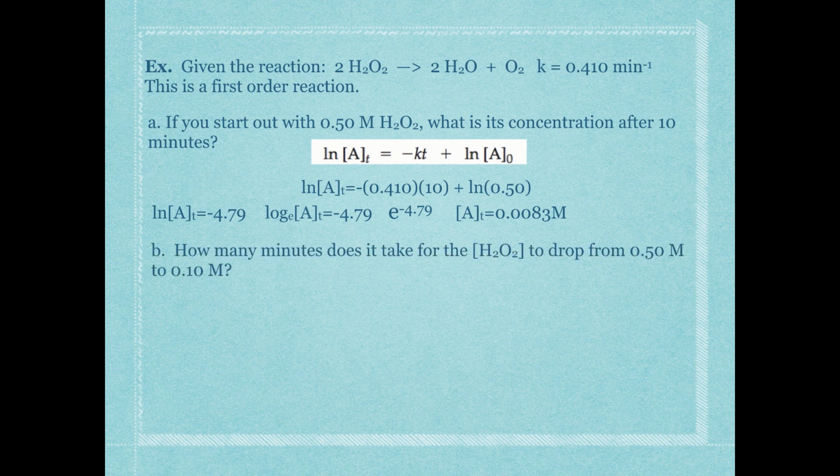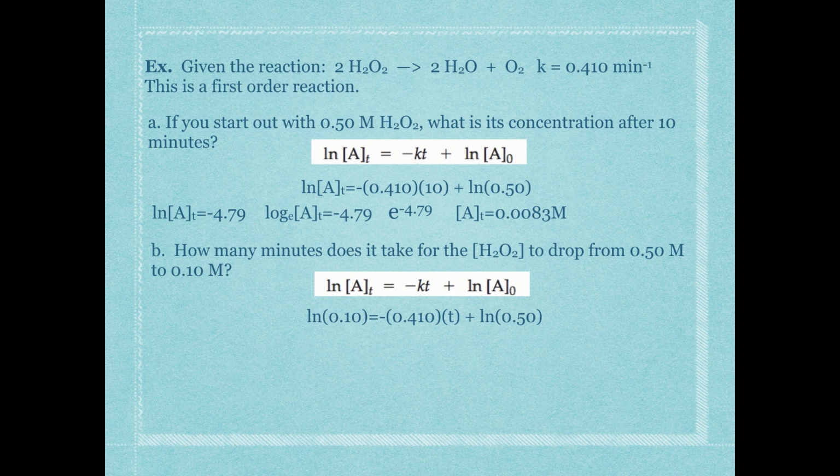How many minutes does it take? All right, so 0.50 is my A naught. 0.10 is my AT. I know my K still, so now I'm just going to be solving for my T. So I'm going to plug in all of these values, and this one isn't too bad because I don't have to take the inverse of the natural log. I don't have to take E and raise it to a value. So you can solve this and you get 3.9 minutes, and that's your answer.